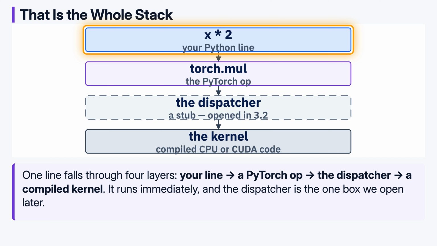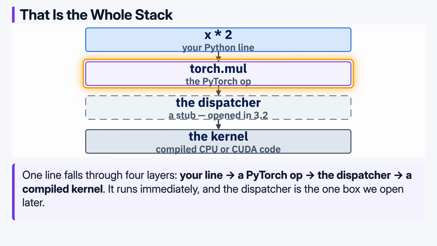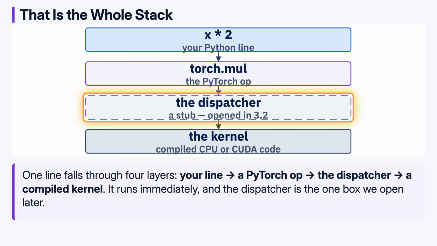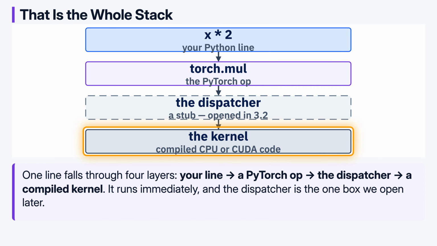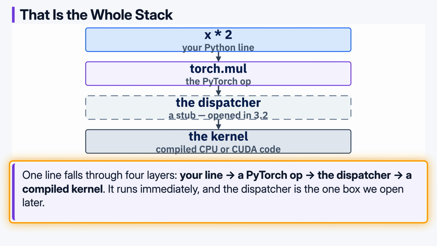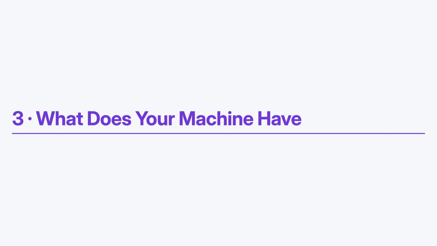Let's put it together. At the top is your line x times 2. It calls a PyTorch op, torch.mul. The dispatcher picks the right code for your device, and a compiled kernel does the actual arithmetic. So one line falls through 4 layers and it runs immediately. The dispatcher is the one box we open later. Keep this picture in mind for the whole course. That's the whole stack, from your line down to the kernel. Now a good question: how do you find out what your machine actually has?